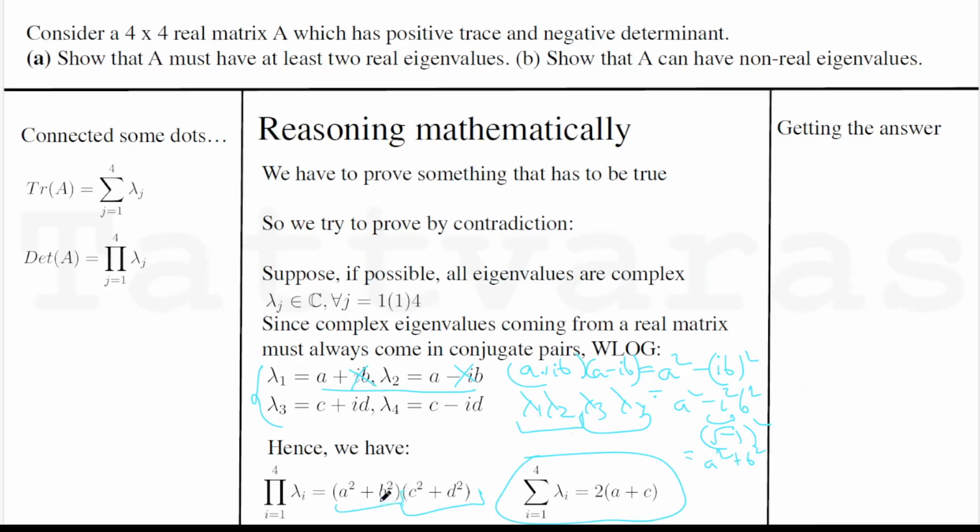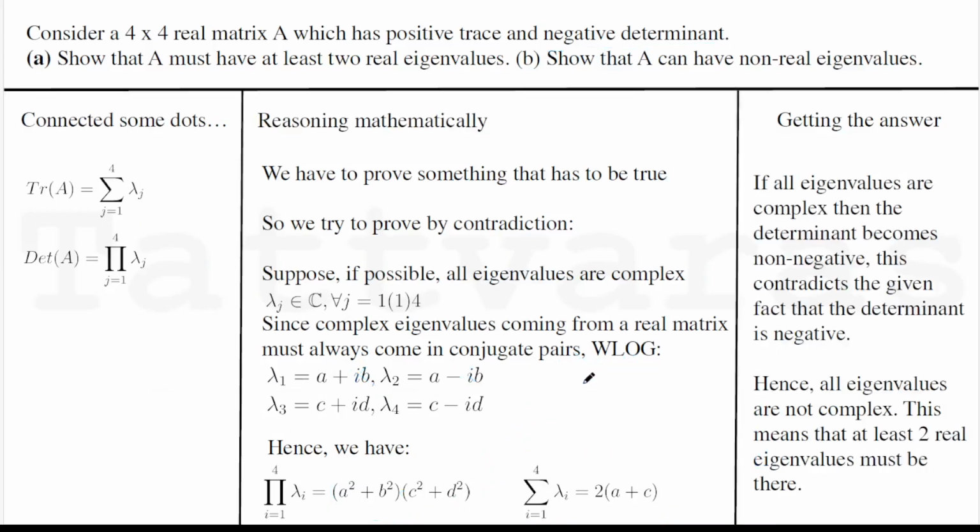Now, this is non-negative. This is also non-negative. Product of two non-negatives is non-negative. So if we assume every eigenvalue to be complex, it means that the determinant is non-negative. But the question says that the determinant has to be negative. When you play around, something will come up that will give you a contradiction, and in this case, this is the contradiction. And a more detailed English version of what I just said is over here. With this contradiction, we have that A cannot have all eigenvalues as complex.